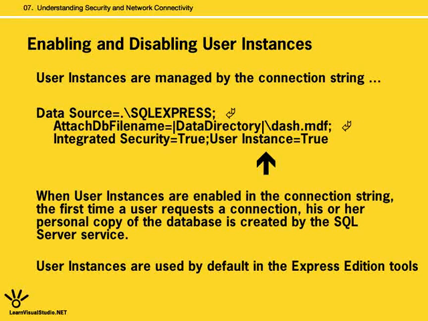Now, one last comment about user instances before we demonstrate how they work. When you create applications using other Express Edition tools like Visual Basic 2005 Express Edition or Visual Web Developer 2005 Express Edition, and you create a data source object, which then creates a connection string in either the app.config file or the web.config file, by default, the connection string they create enables user instances, so it sets it equal to true. And the reason it's set up this way is to enable the most secure scenario by default, then allow you to open up concurrent multi-user access only if you really need it.